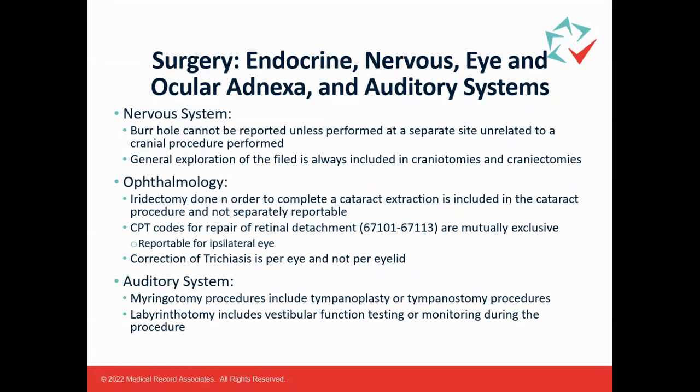Endocrine, nervous, eye and ocular adnexa, and auditory systems. There are some examples here. Each individual one of these chapters has examples, so go back to them. You can go back in the NCCI manual and look at them. The burr holes cannot be reported unless they're performed at a separate site unrelated to the cranial procedure. Exploration of the fields is always included in craniotomies and craniectomies.